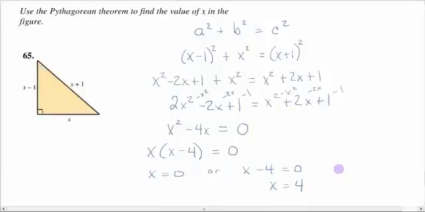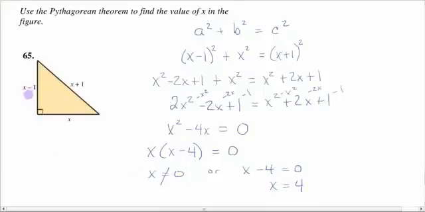Maybe both work, maybe neither one of them work. Would 0 work here? 0 minus 1. That would mean that this length is a negative 1. That doesn't make sense, so I'm just going to throw that out right away. X equals 4. 4 minus 1 is 3. And 4 plus 1 is 5. And x is 4. All the lengths are positive, and we can check this putting it into the Pythagorean theorem.